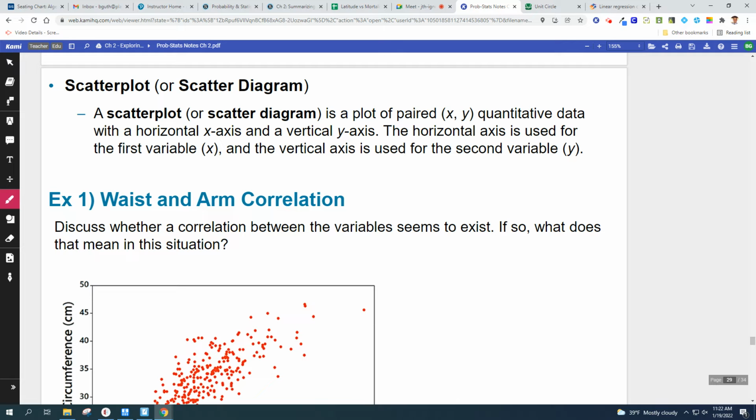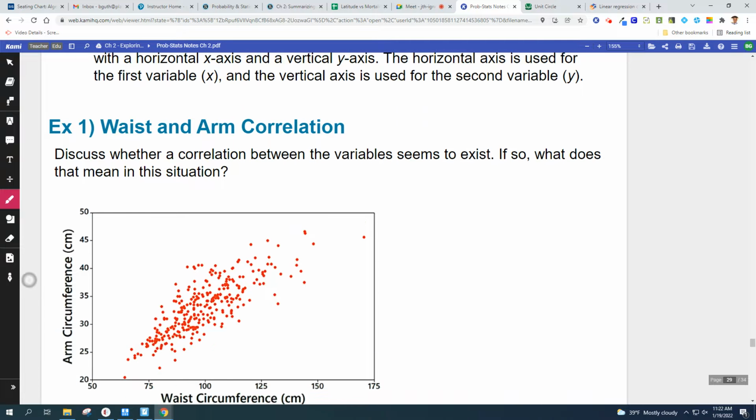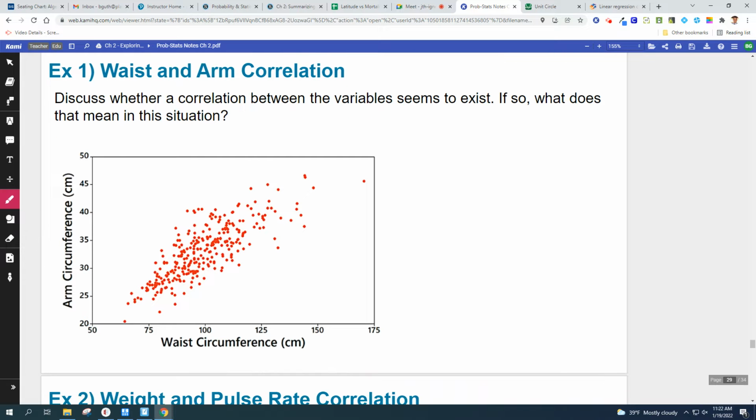A scatter plot is a plot of paired XY quantitative data. There's that word again. Quantitative means numbers, right? With a horizontal x-axis and a vertical y-axis. The horizontal axis is used for the first variable, and the vertical axis is used for the second variable. All right, so you see an example here with the scatter plot. Discuss whether a correlation between the variables seems to exist. If so, what does that mean in the situation?